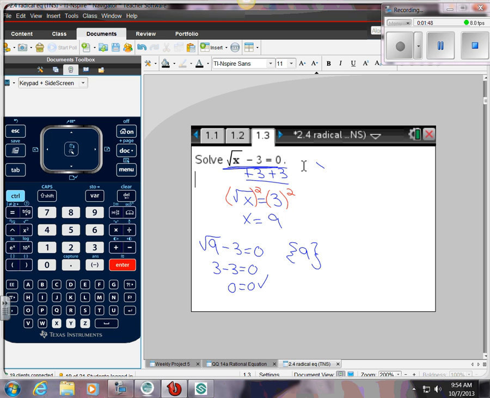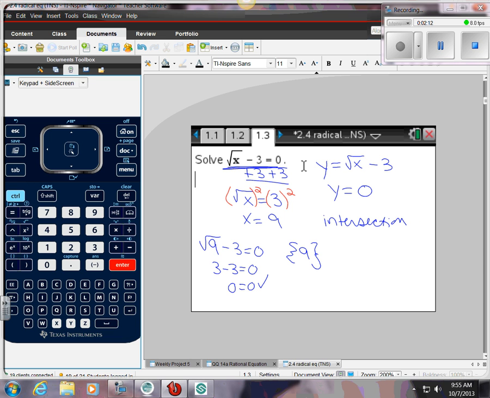Okay, so I'm gonna graph the square root of x minus 3. What else? Can't just graph that. Is that going to solve anything for me? No. What else do I need to graph? I need to graph y equals 0, right? So what am I looking for when I have these two things graphed? Good, I'm looking for the intersection point.